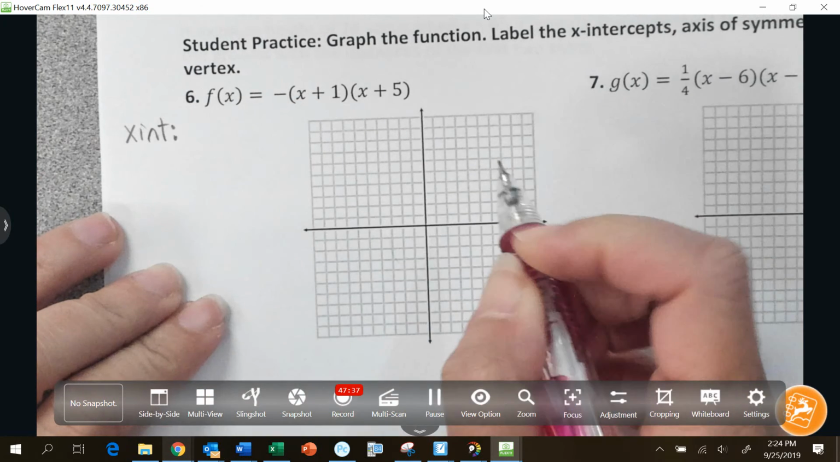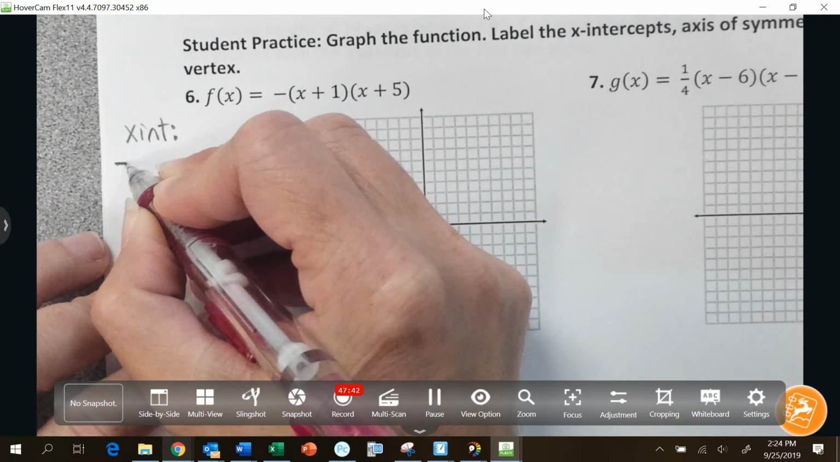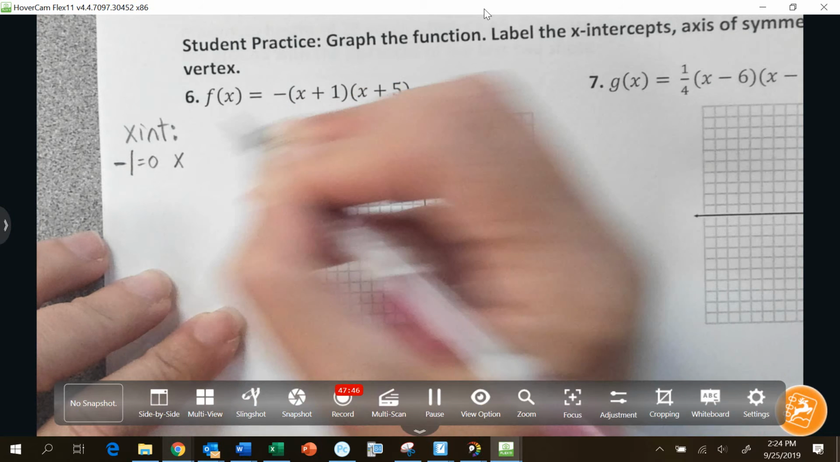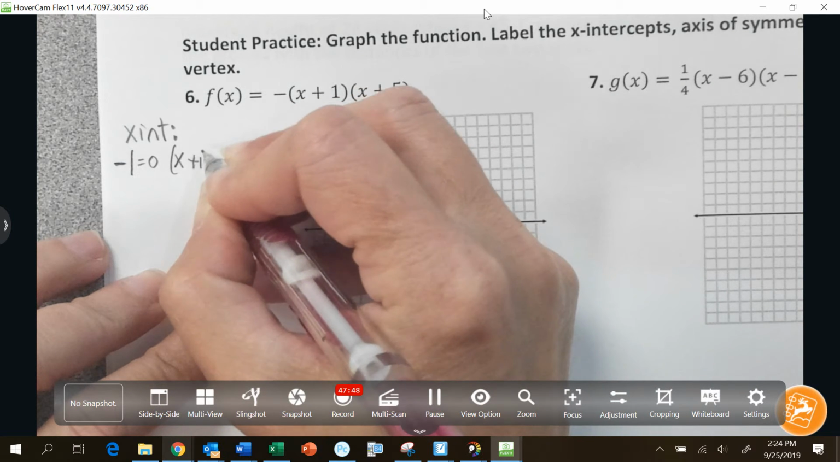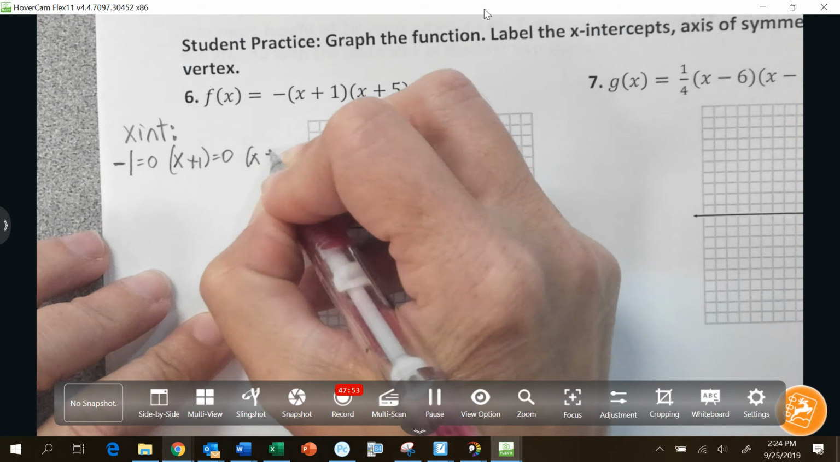X-intercepts. To find the x-intercept, we take each factor and set it equal to 0. So my first factor is negative, which is a -1. My second factor is x plus 1. And my third factor is x plus 5.